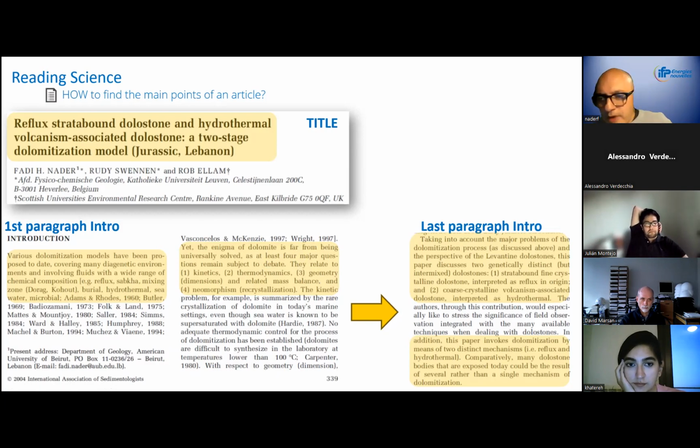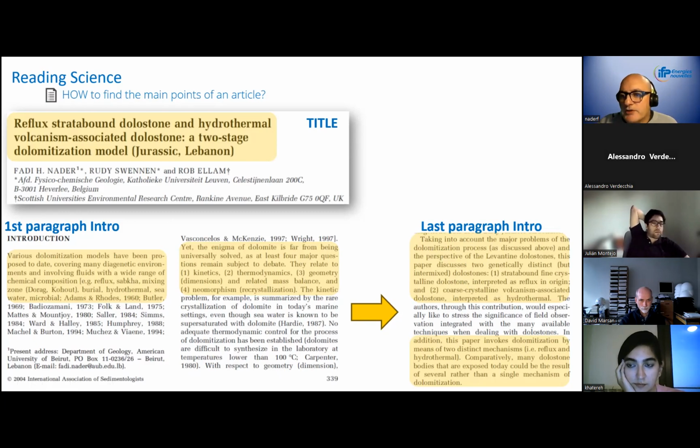And then in the last part of the introduction, usually the author will write what they are going to do, what to expect in the paper. Here, what do I expect in the paper? Taking into account the major problems of the dolomitization process and the perspective of these dolomites, this paper discusses, like I suggest, like I propose, two genetically distinct but intermixed dolostones, stratabound and volcanism associated dolomite. Voila, it's there in front of me.